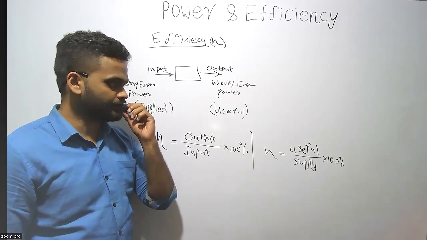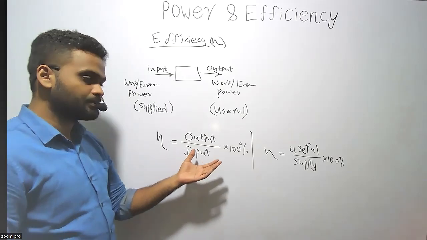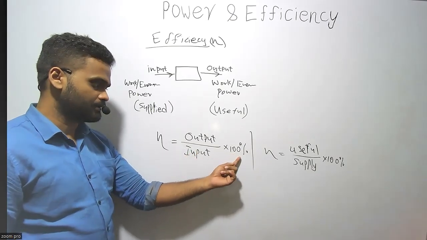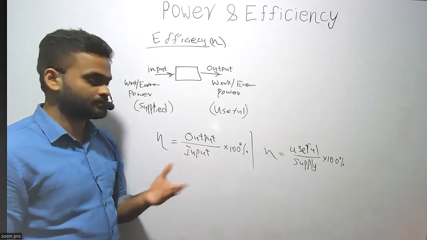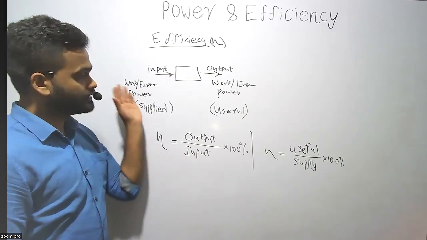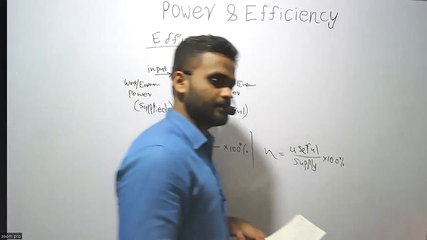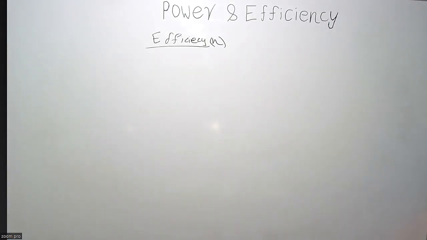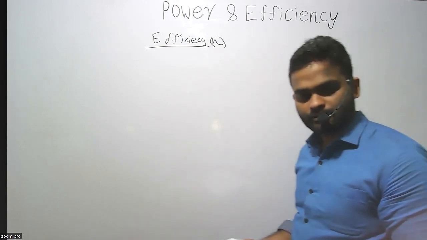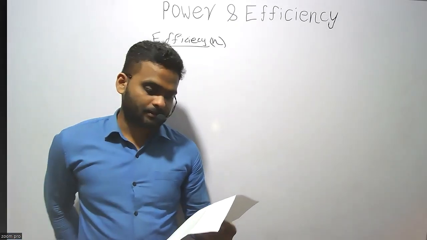So usually we express efficiency as a percentage. That's why you need to multiply by 100% there. We'll see when we are doing questions, right? Just take everything down, and if you have any problems, send me in the chat box. In order to further clarify this, we'll try some of the questions.